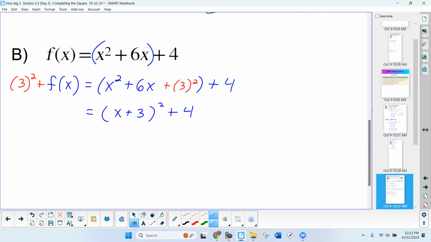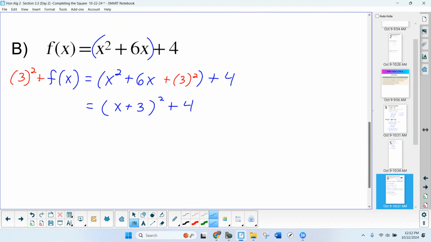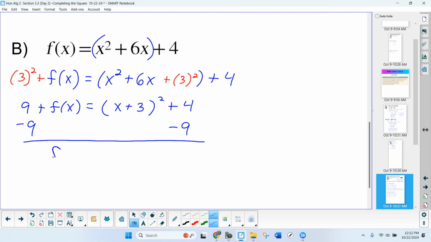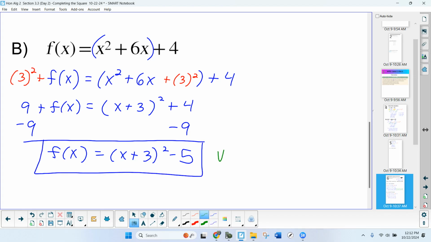Okay, on the left side, what is 3 squared? 9. 9 plus f of x. Now you need that f of x to get all by itself, so what are you going to do? Subtract 9. And when you subtract 9, what do you get for an answer? Negative 5. F of x equals x plus 3 squared minus 5. So, what's my vertex, everybody? Which way did this shift? Left 3, down 5. So what's my vertex?